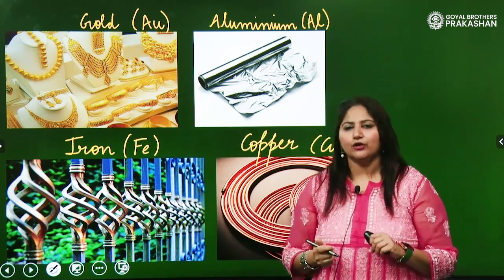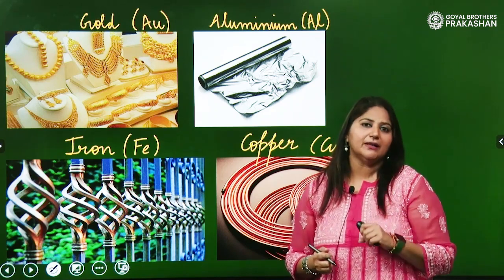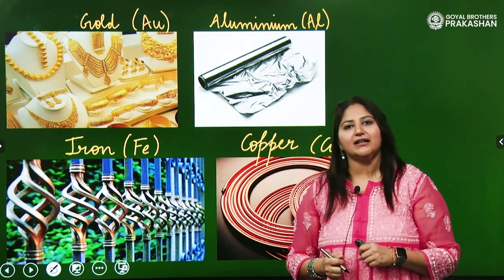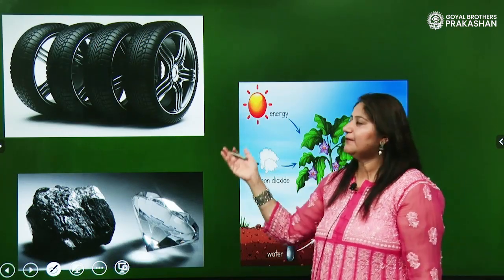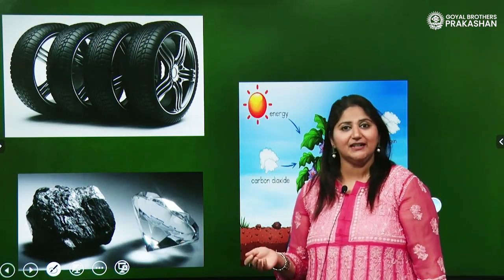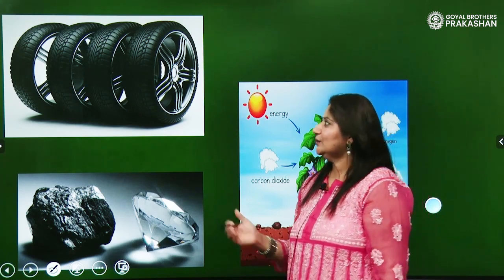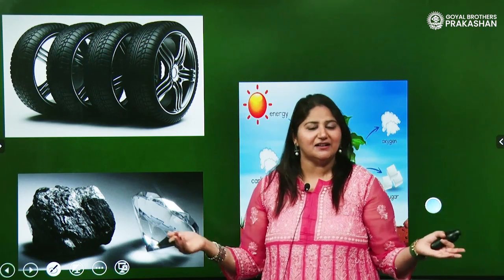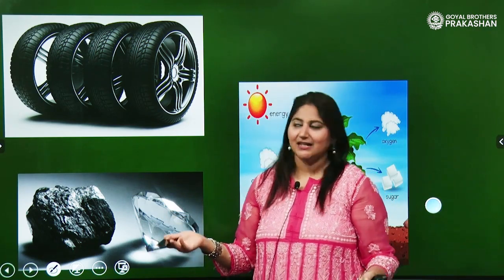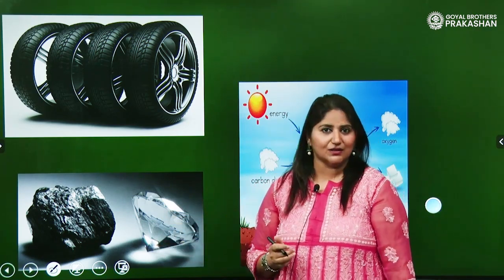Now, do we have non-metals also? Do we use non-metals in our daily life? Let's look at the other images. Now, when you look at these images, look at the first picture. What is this? Definitely these are tires, right? So, what is the use of tires? Oh, is it a question really? Tires are used in vehicles, right? So, what does this tire consist of?